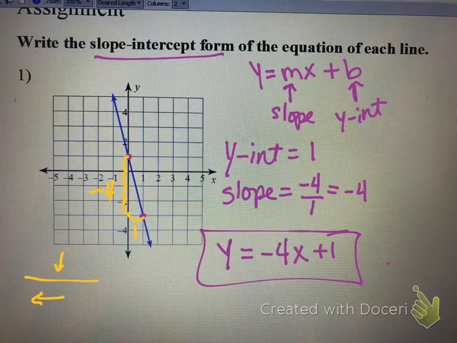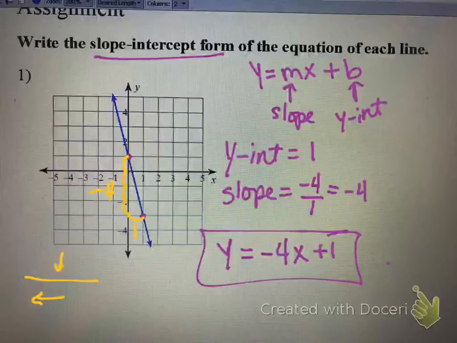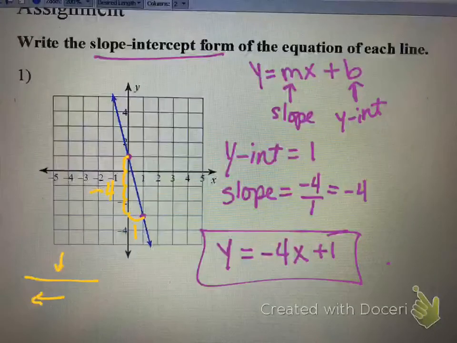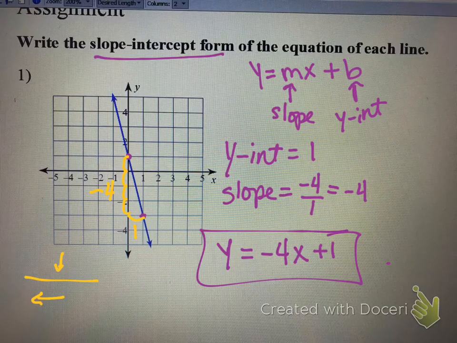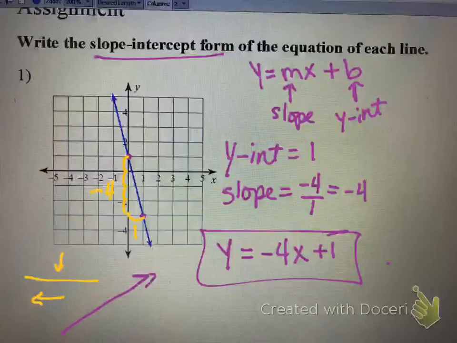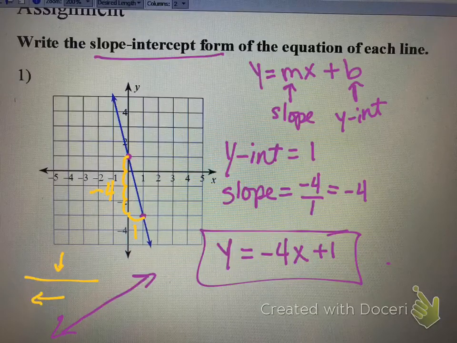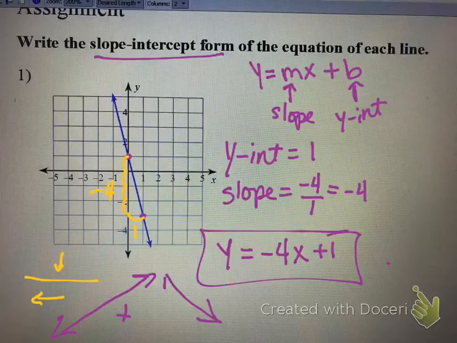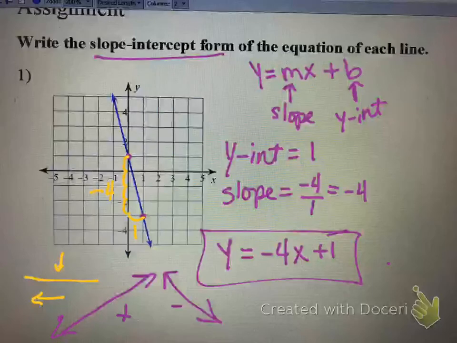So identify your y-intercept first. Use 2 points to identify the slope, and be careful with the sign for the slope, whether it's positive or negative. Remember, if your line is increasing, so if it's going up from left to right, that's when it is a positive slope. If it's decreasing from left to right, that's when it is a negative slope.